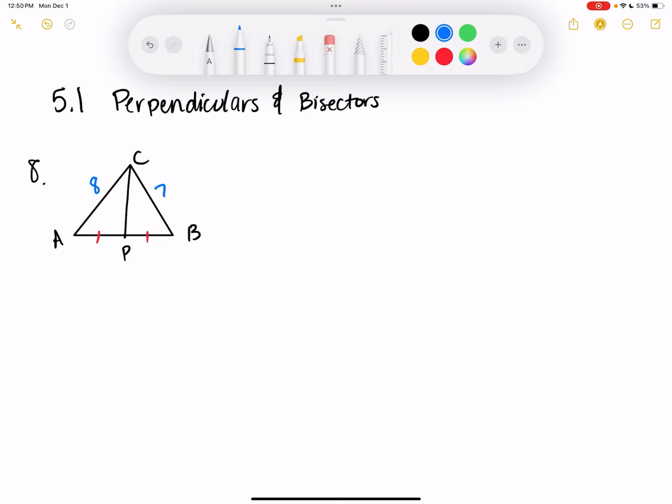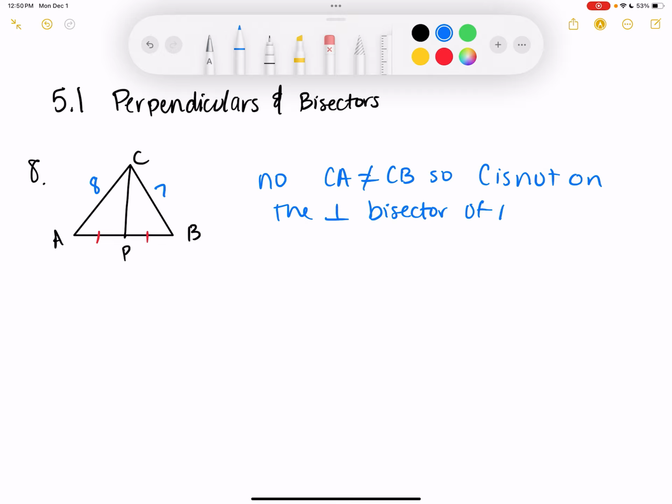So they give us this information and they want us to say if C is on the perpendicular bisector of AB. So what do we think? No. Why? Because a bisector splits things in half and 8 is not equal to 7. Yep. So no, because CA is not equal to CB. C is not on the perpendicular bisector of AB.